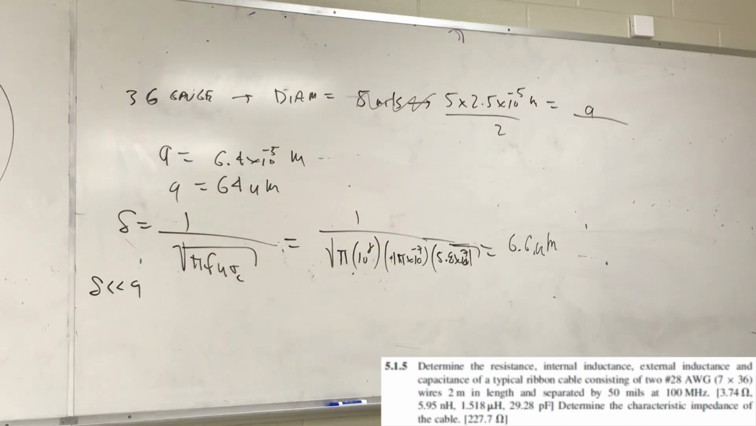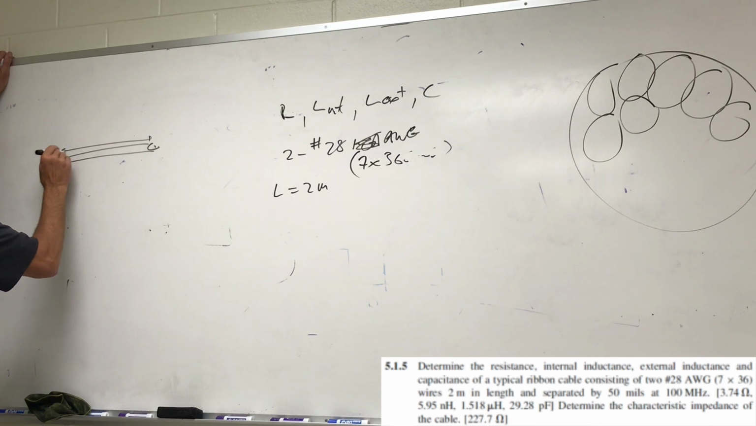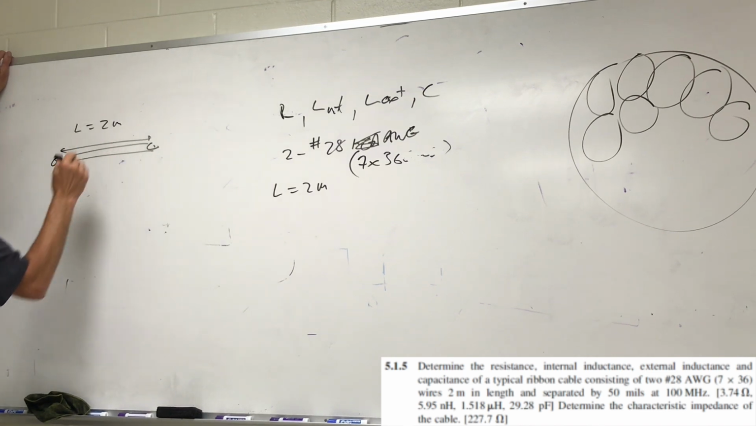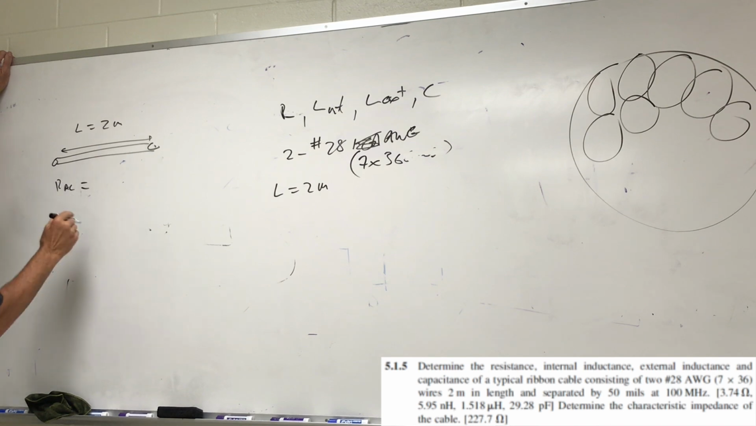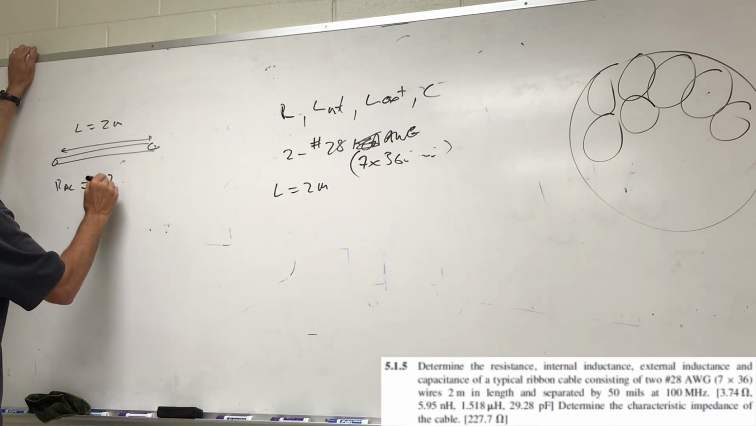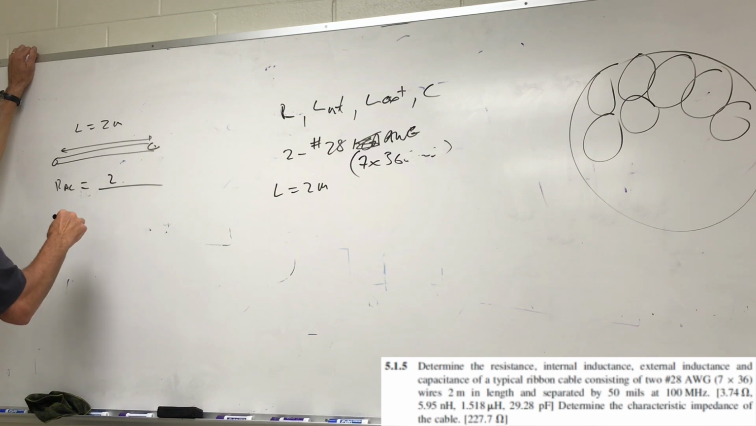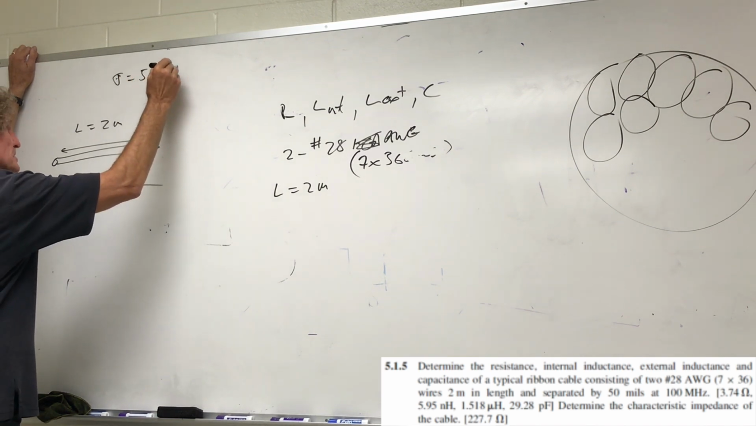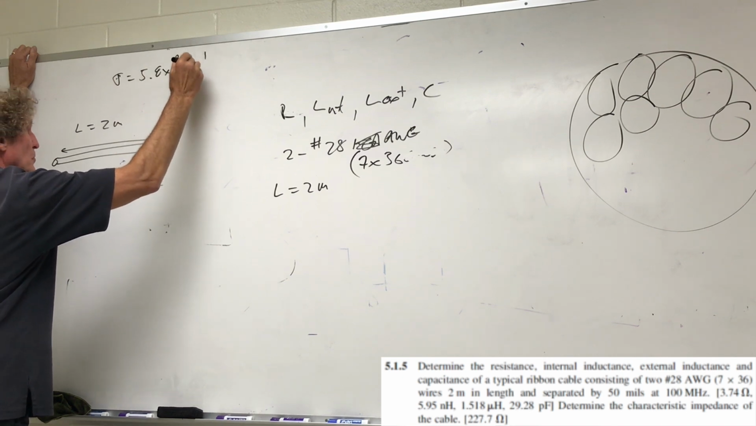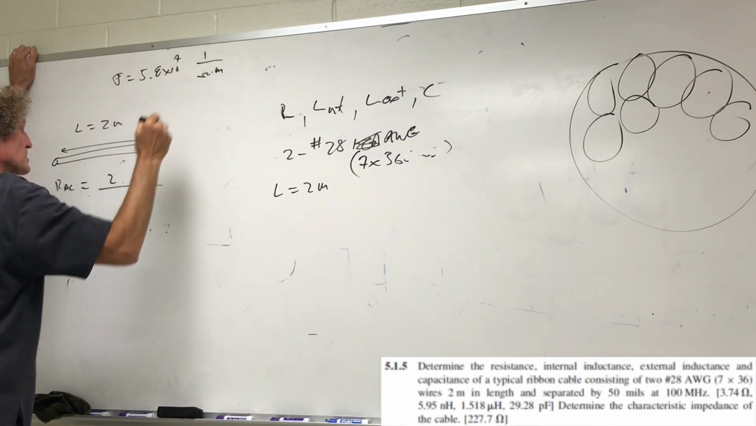So that means for a single wire that is 2 meters long, we're going to have 2 of them. When we calculate the AC resistance of this, we should get a length, which is 2, and then it would be divided by sigma, and I'll put sigma first, which is 5.8 times 10 to the 7th, and it would be 1 over ohm meters, or Siemens per meter.